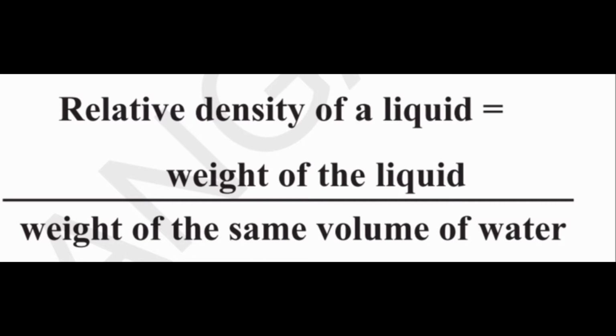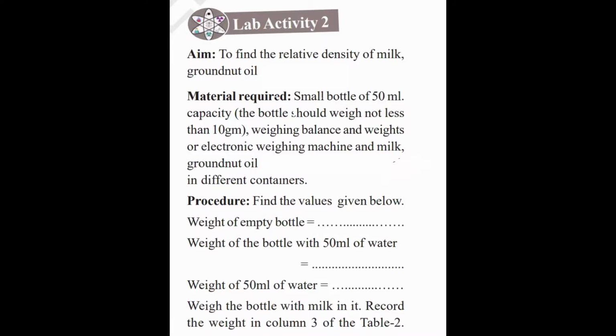Here, mass equals weight. Relative density has no units because relative density is a ratio of the densities of a material and water. Lab activity 2. Aim: to find the relative density of milk and groundnut oil. Required material: a small bottle of 50 ml capacity, electronic weighing machine, milk and groundnut oil. Procedure: calculate the weight of each liquid by subtracting the weight of the empty bottle.